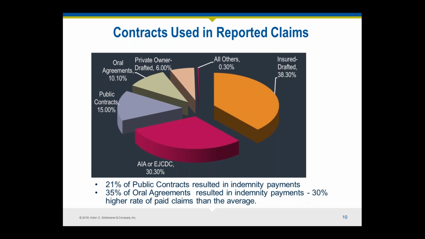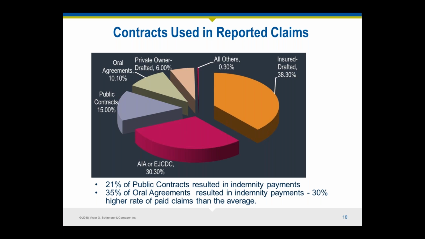So I've put together another chart, and this shows over a 10-year period what types of contracts have been used in the claims that were reported to us that we handled. And it's interesting to see that the majority of claims involved insured drafted contracts. So these are your own contracts that are hopefully protective of you and have been reviewed by your attorneys and perhaps by your brokers or your risk managers. And they should be somewhat protective.